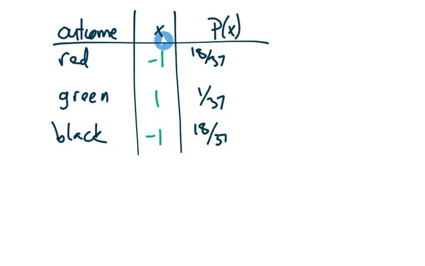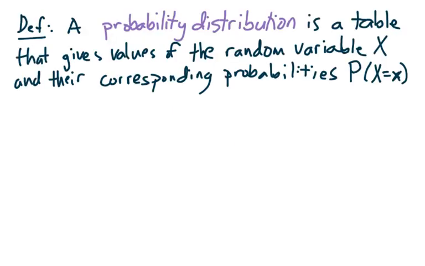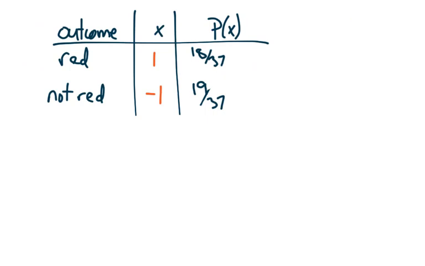So x isn't necessarily the outcome of the probability experiment. It could just be a variable that is based on those outcomes, like in this red, green, black roulette scheme. So in general, we'll say that we have a probability distribution if we have a table that gives values of the random variable x and the corresponding probabilities, the probability that x equals a certain number. So here, in our previous example, we had the values of the variables 1 and -1, and the probability that x equals 1, the probability that x equals -1.